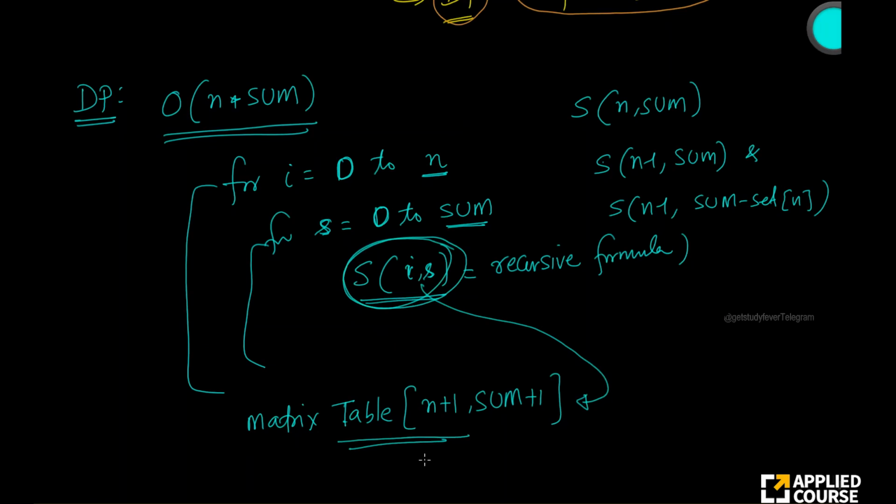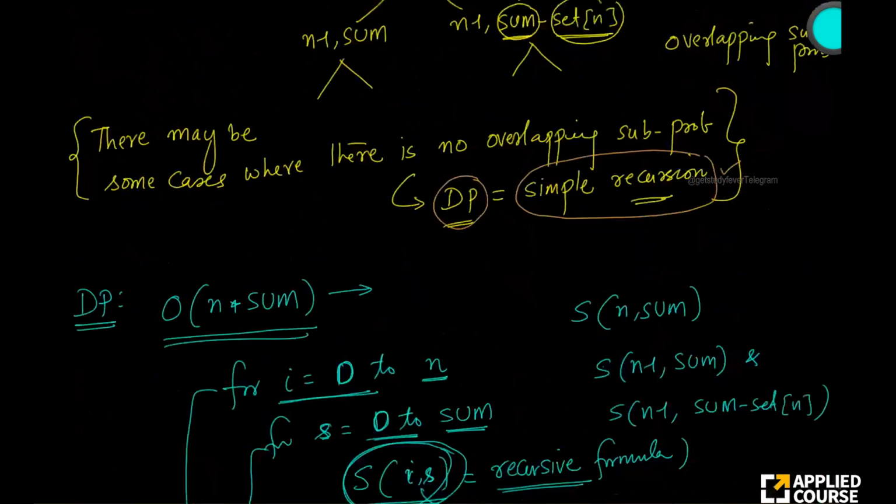The algorithm is very simple. I just loop from i equals 0 to n and s equals 0 to sum, and I'll compute S of i comma s using the recursive formula, using this two-dimensional array. So what is the total time complexity of this? Because this loop runs order of n times and this loop runs order of sum times, the total dynamic programming itself will run n into sum. The catch here is that this dynamic programming complexity is not represented using just n. So let's see what happened with brute force.